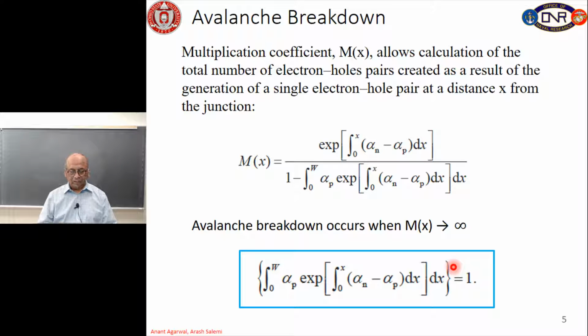And this is the way most numerical calculations calculate the avalanche, because they have a table of alpha n and alpha p as a function of electric field, and since for a given geometry and a given reverse bias we know what is the electric field at any point x, we can calculate this integral and equate it to 1, and the voltage at which this integral goes to 1 is where the avalanche breakdown happens.